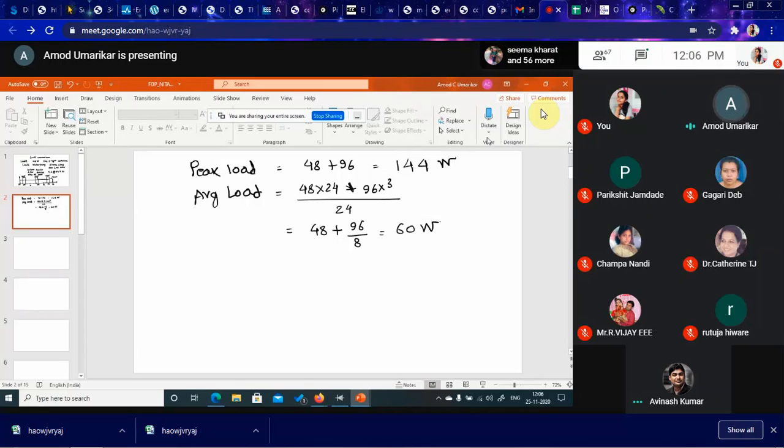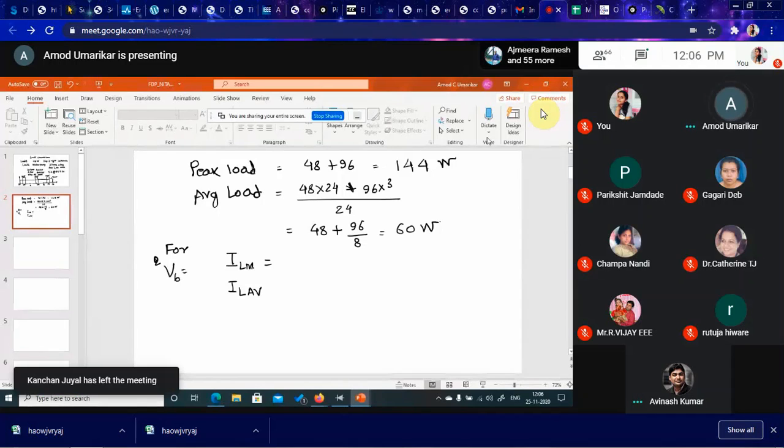And then for battery purposes, there are two types of current we need to find out: one is the peak current or maximum load current, and another is the average load current IL. From this we can find out, let's say there is a 24-volt battery, VB. What will be the peak current?